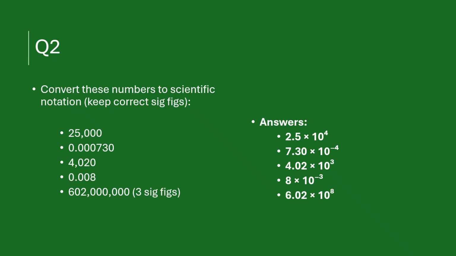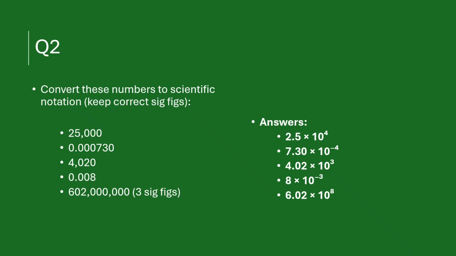Now the second item, we have 0.000730, and the scientific notation for this is 7.30 times 10 to negative 4. Why is it negative 4? Because we are moving our decimal point from left to right, 4 times. That is why it is 4, and from left to right, negative.